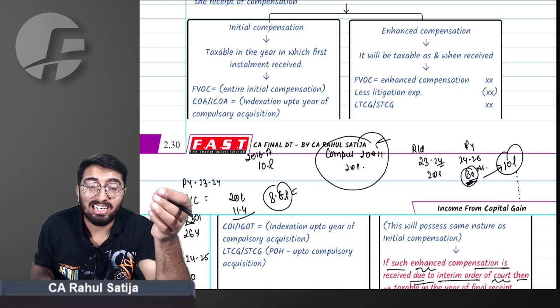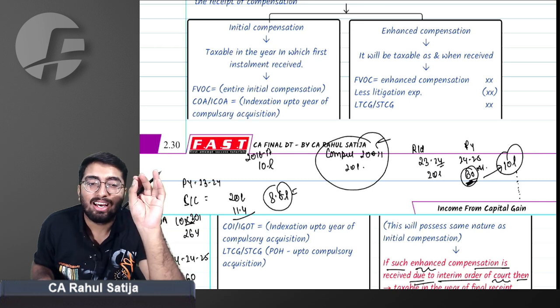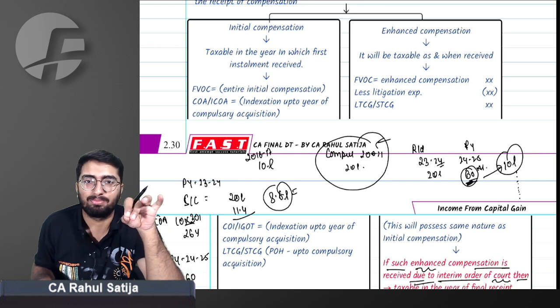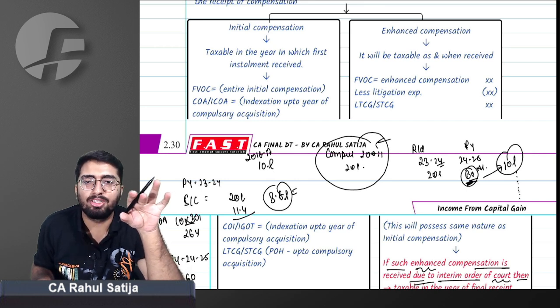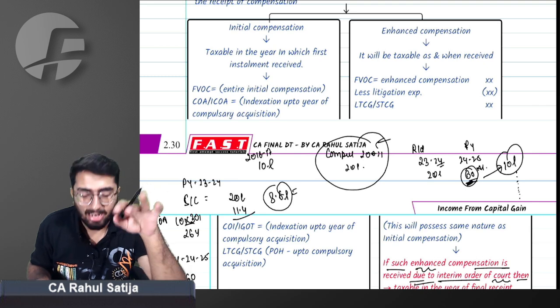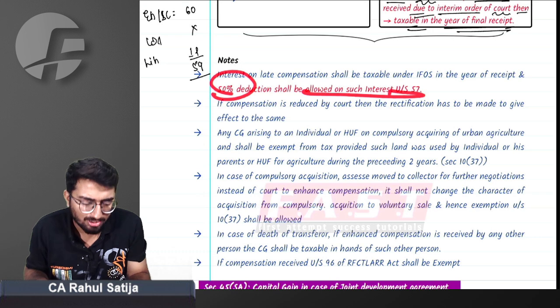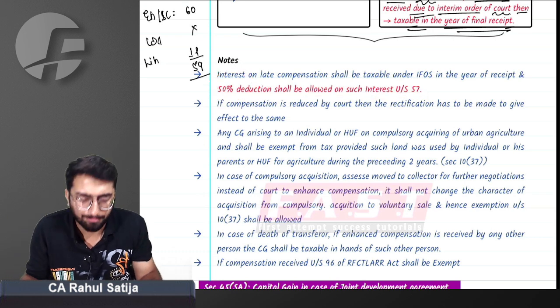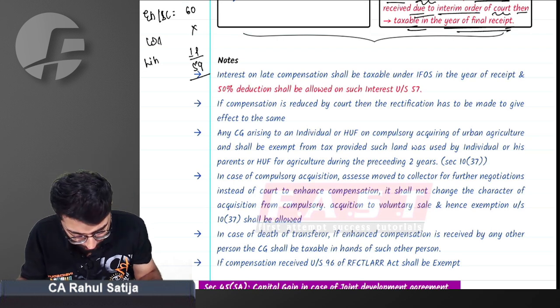So for that matter, any interest received on account of compensation paid for compulsory acquisition of land will be deductible by 50%. That means any interest received on compensation for compulsory acquisition of land will have a 50% standard deduction allowed under section 57. Did you get this point or not? Okay, sir, we did get this point.